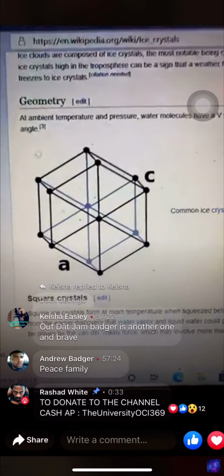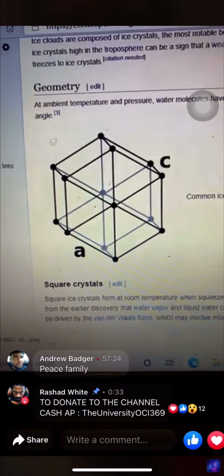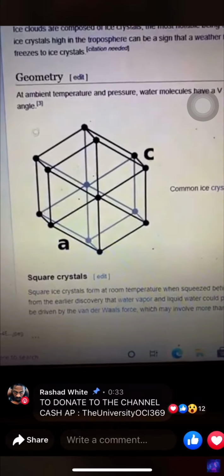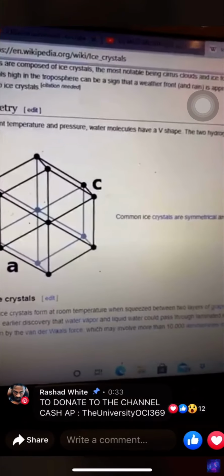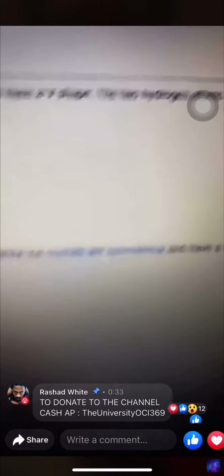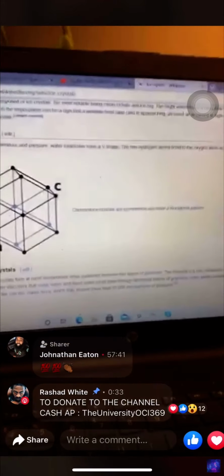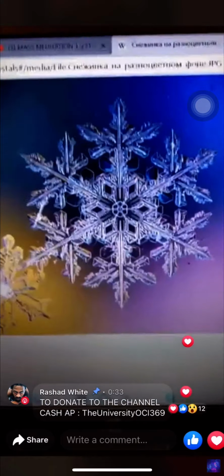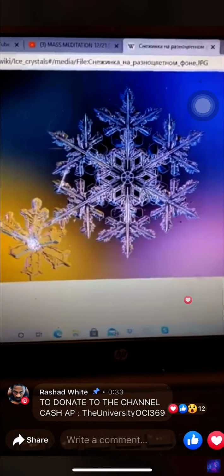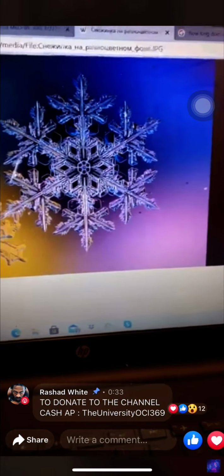Now, they never taught us about sacred geometry. All right? But you have to be from a certain universe to make this type of technology right here. These ice crystals, all right? This is how an ice crystal looks. Common ice crystals are symmetrical and have hexagonal patterns. Now, let's look at another one up close. That's how an ice crystal looks up close. These are what compile on top of each other to make what we believe are snowflakes.